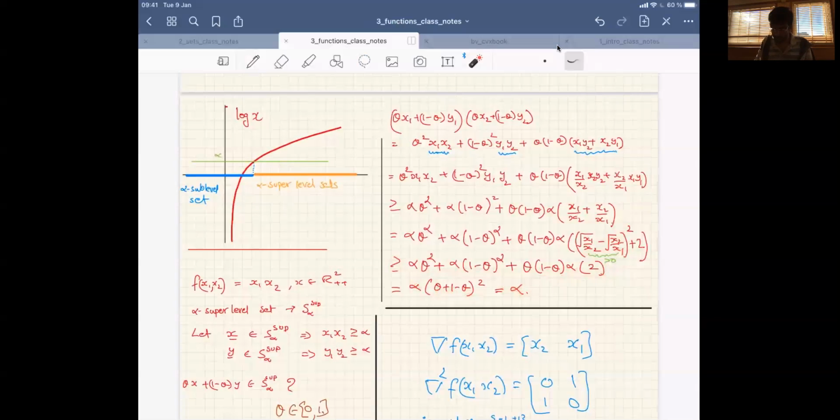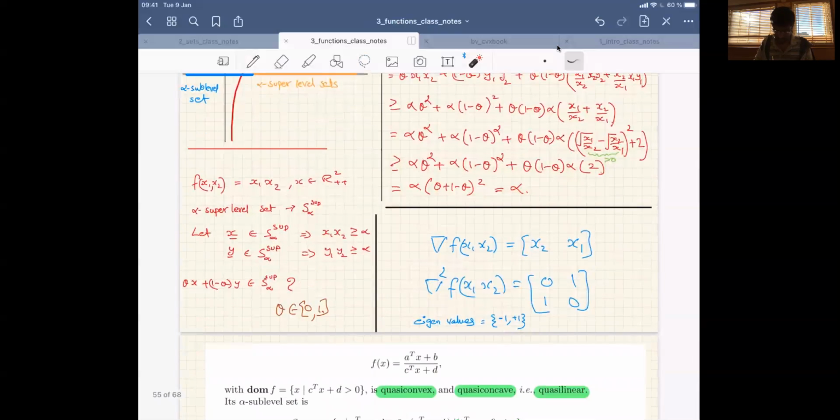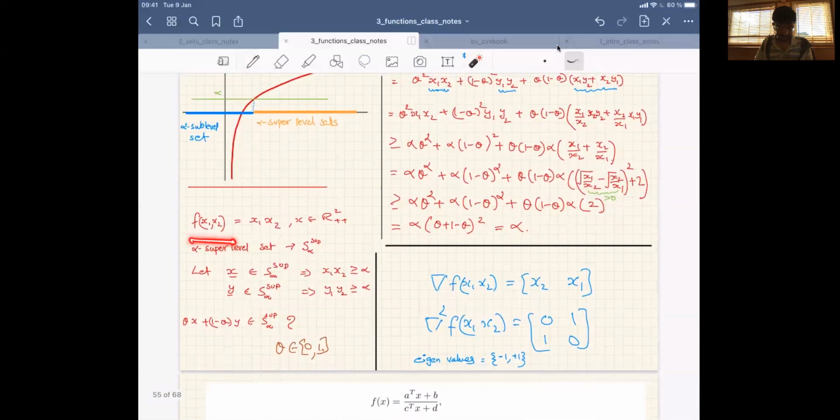So what we proved is that the product of this guy and this guy is greater than alpha. That means it belongs to the super level set. That means this super level set is convex, which means our original function, this guy, is quasi-concave. That's what we proved.